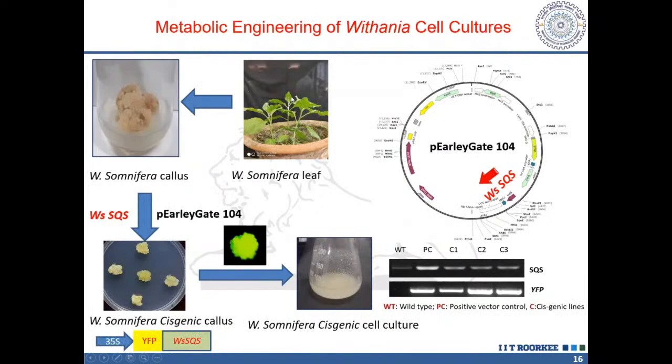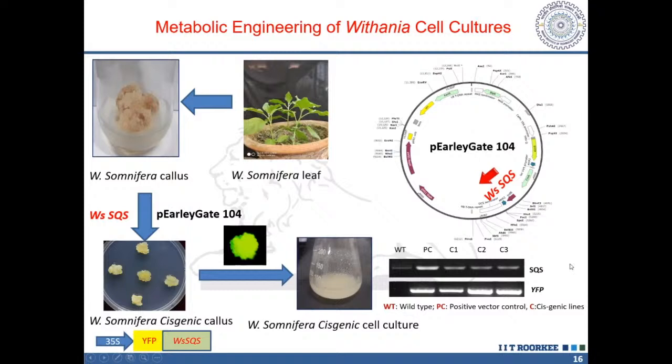We first developed a callus, and then in the callus we overexpressed this SQS gene, and there is also an EYFP fusion, so we used the pRL gateway 104 vector, and then we found a transgenic cell line. In the wild type cell line, we found low expression of SQS, which comes from the endogenous plant SQS, but in all the transgenic cell culture lines we received a higher expression level of SQS, which proves the extra copy of the gene was inserted, and in the wild type plant, YFP was found missing.